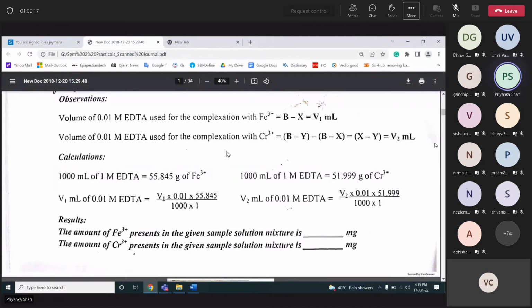Why have we done this? Because when you heat the solution, chromium will participate, but that doesn't mean that Fe will not participate. So if you want to find the reading for chromium, you have to do X minus Y. Okay, so at that time you will get the reading for chromium. And these are the calculations for the titration, and your answer will be in milligram, right?